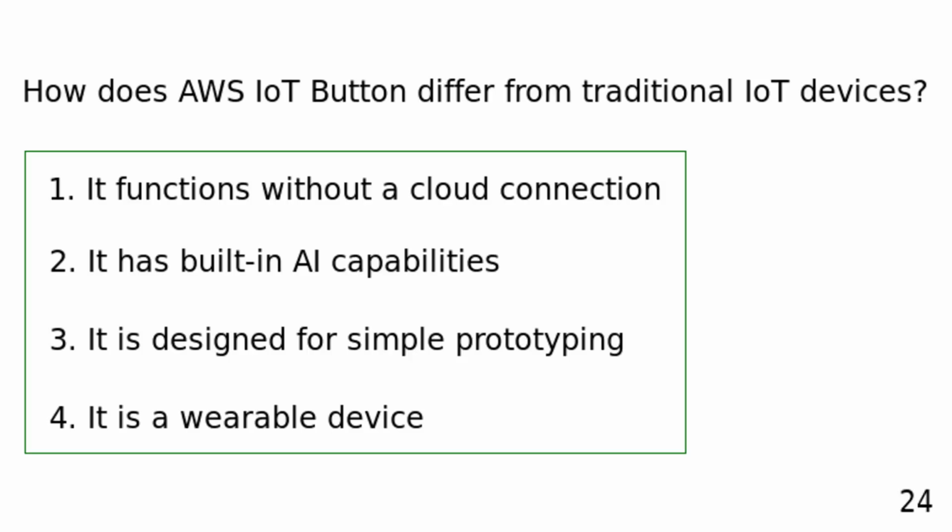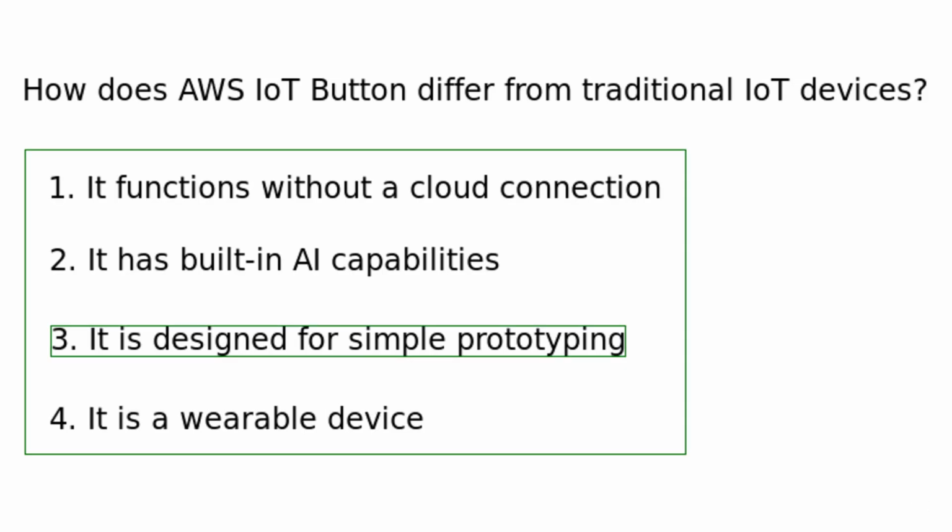How does AWS IoT Button differ from traditional IoT devices? It functions without a cloud connection. It has built-in AI capabilities. It is designed for simple prototyping. It is a wearable device. The AWS IoT button is designed for simple prototyping, unlike more complex IoT devices.